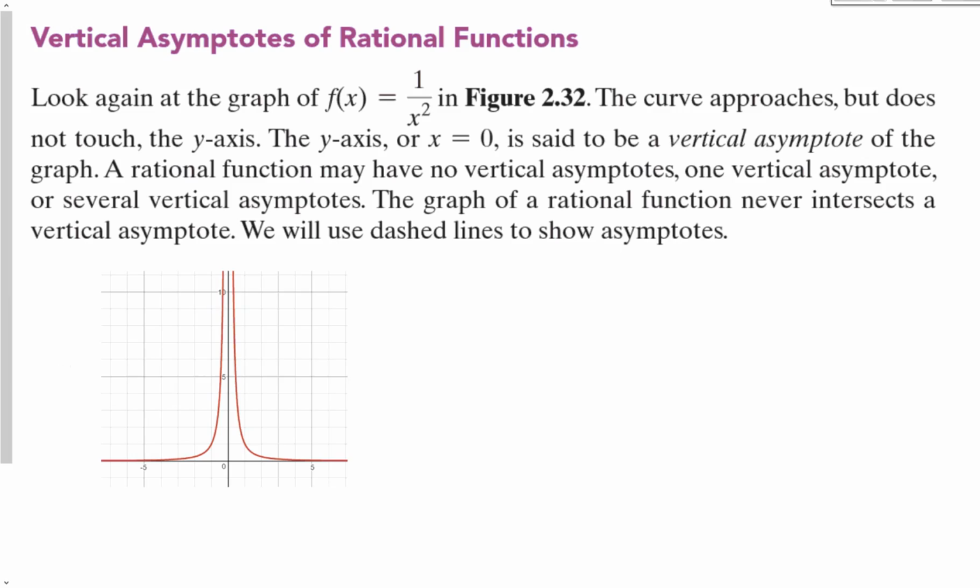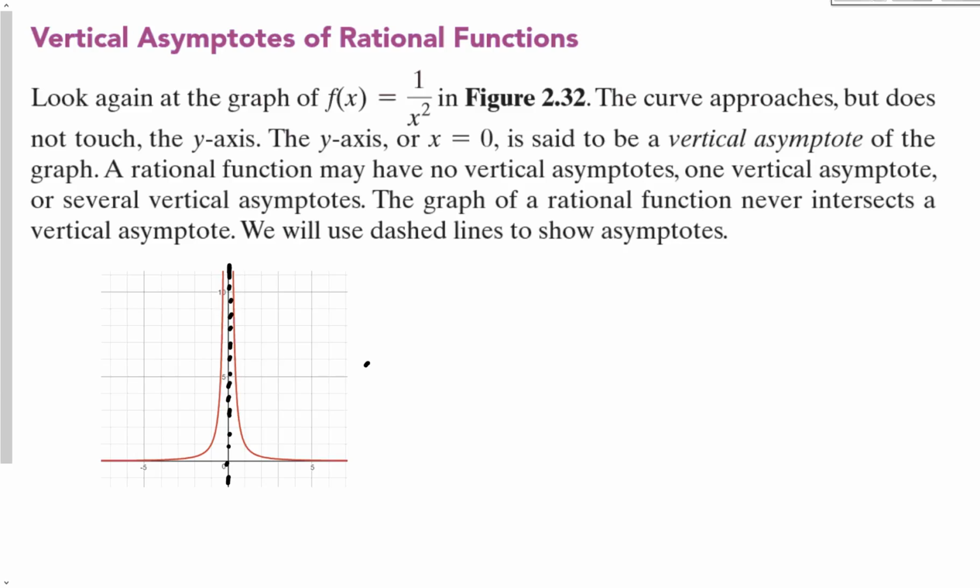Let's get into figuring out how these things work right here: vertical asymptotes of rational functions. If we look again at the graph of f(x) = 1/x^2 in my figure, the curve approaches but does not touch the x-axis. No matter how much I expand this graph, it will never touch that dotted line. It is said that the y-axis, or x = 0, is a vertical asymptote of the graph.